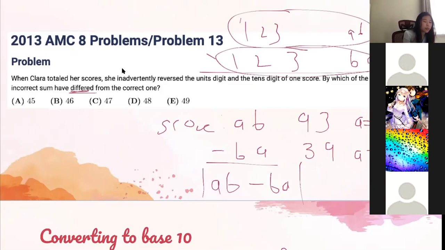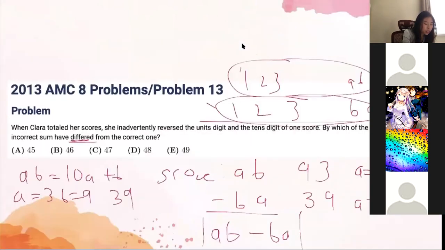And now we have AB minus BA, right? And we learned today that this is base 10. So AB is really just 10A plus B, right? So if A is 3 and B is 9, then you would just end up with 39. I need more paper. Hang on for a bit. All right.